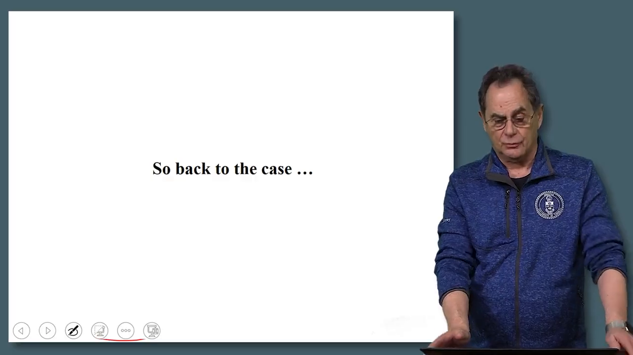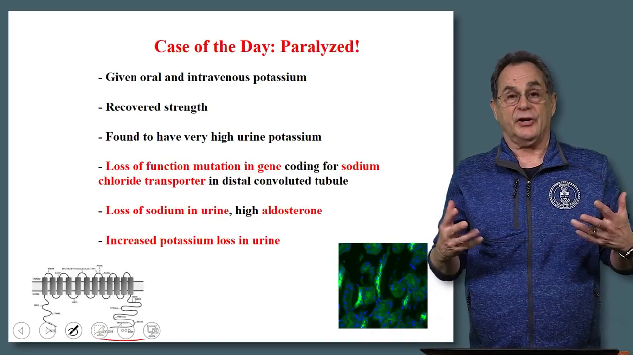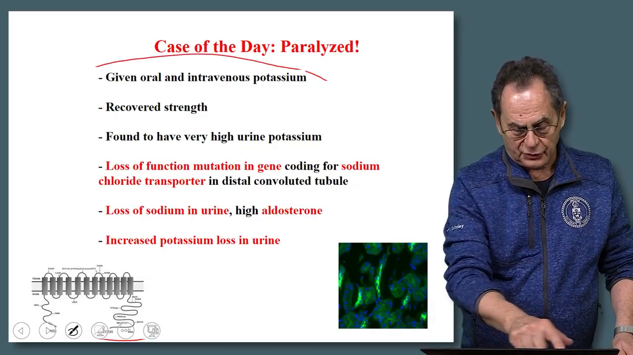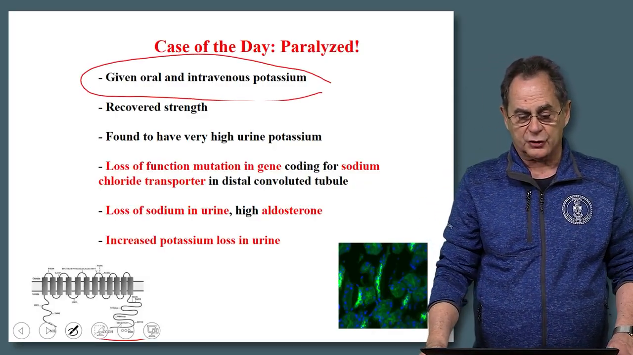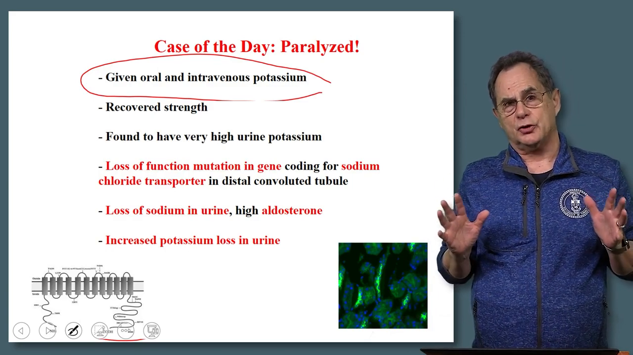So back to the case. Where do we sit with that? Well, case of the day, paralyzed. So this patient was treated with intravenous and oral potassium and they recovered the strength. So that's interesting because you would predict that, right?